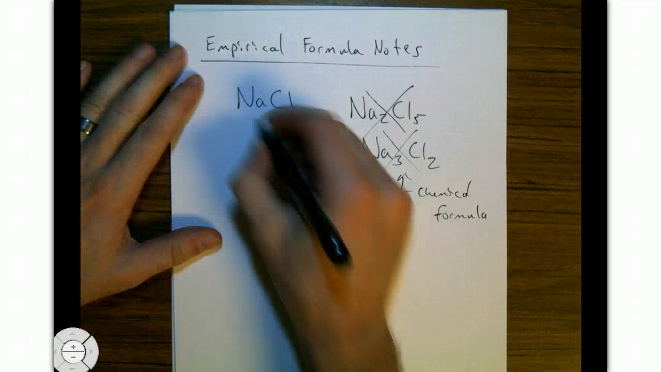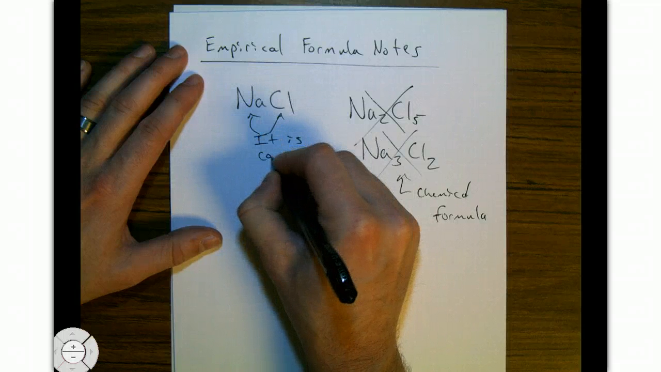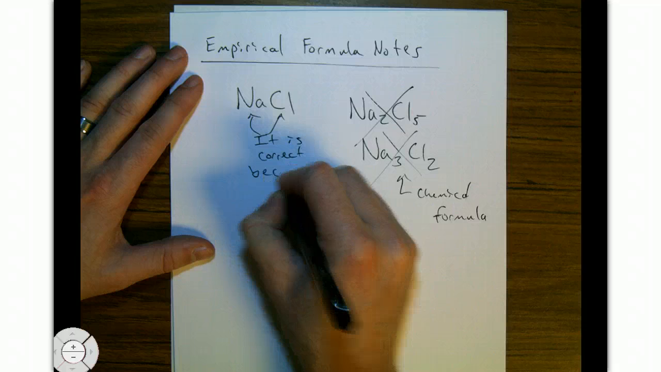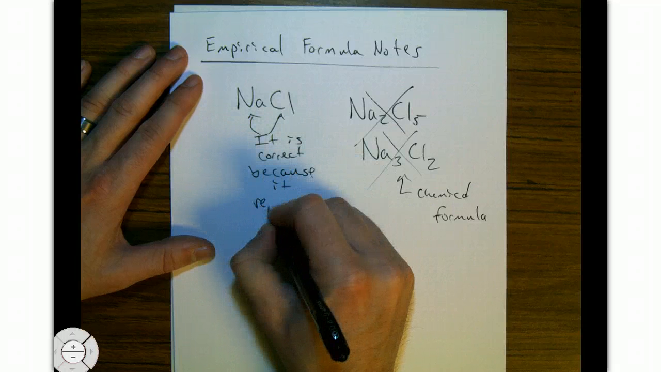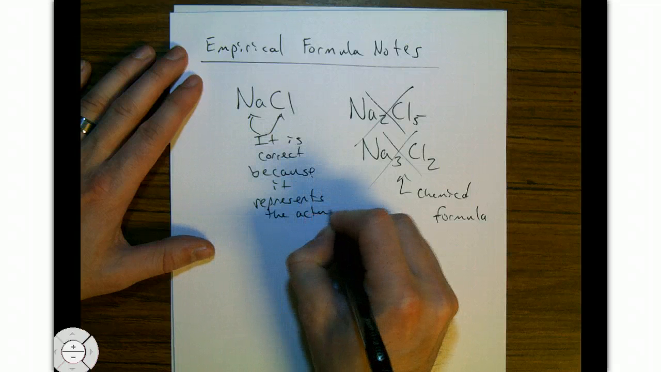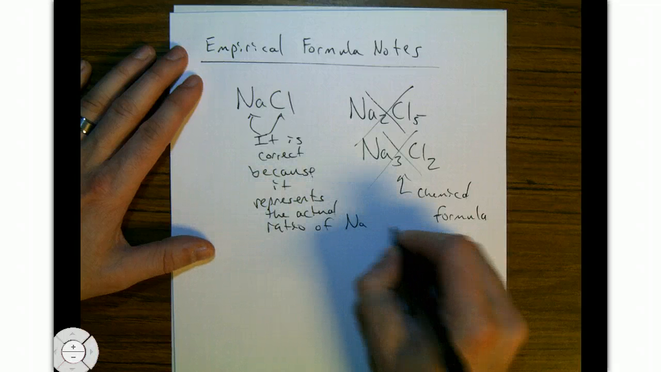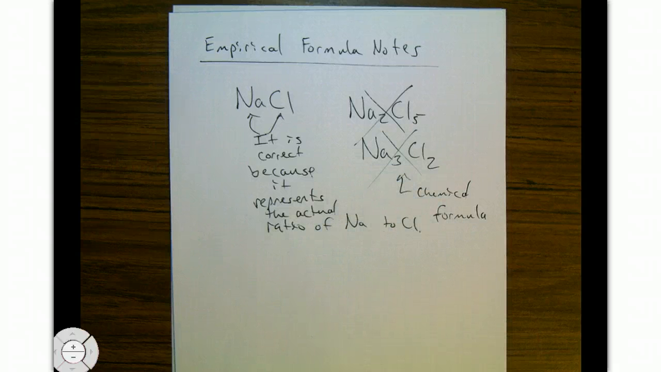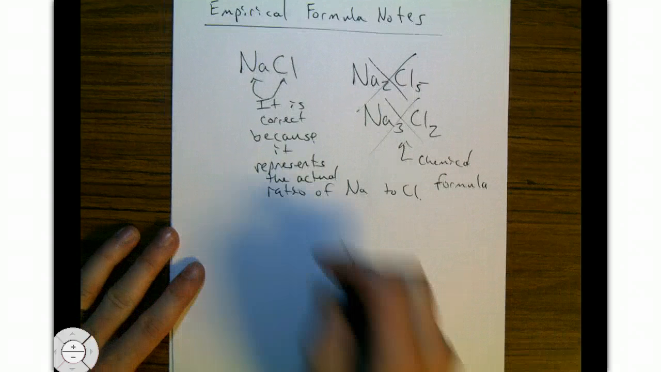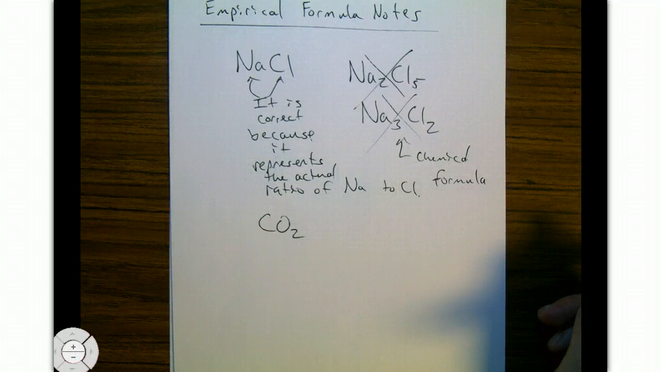The reason why it's correct, which I'm going to label right here, it is correct because it represents the actual ratio of Na to Cl. And that ratio is 1 to 1. We just don't write 1 to 1. I'll give you an example of something else that's pretty familiar to you, that you know what the ratio is. How about carbon dioxide? Everyone in this class knows that carbon dioxide is C to 2 oxygens, right?